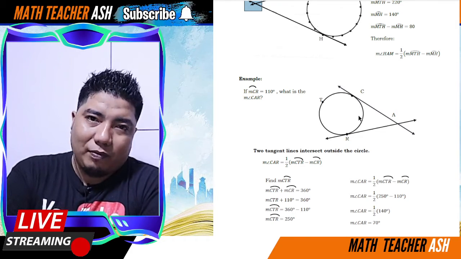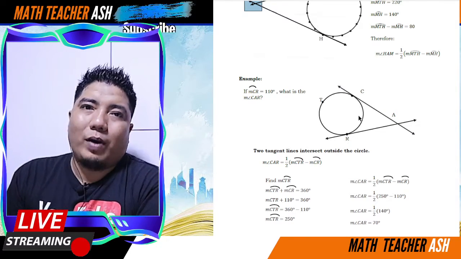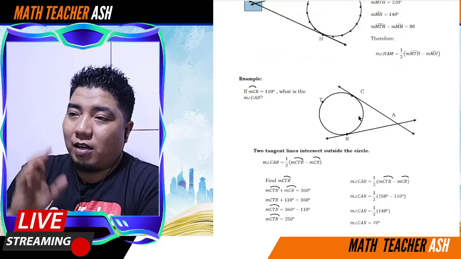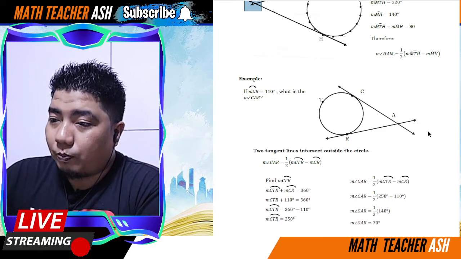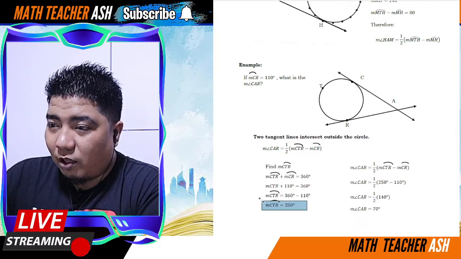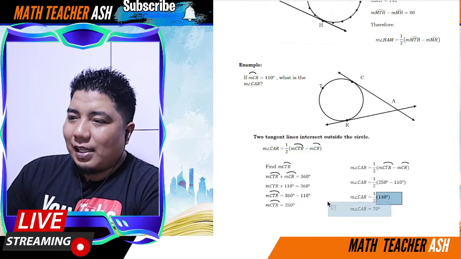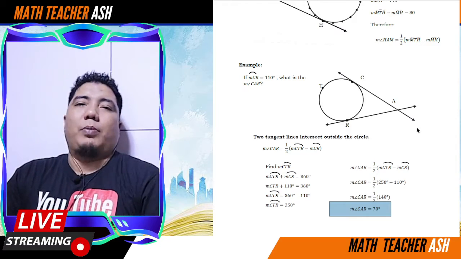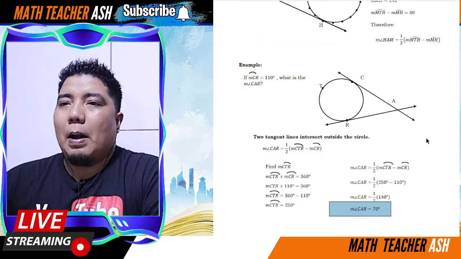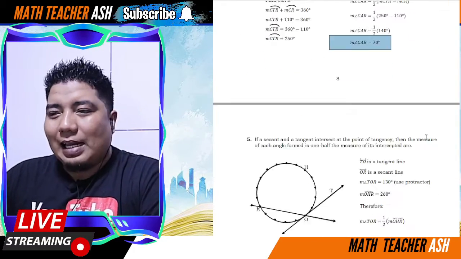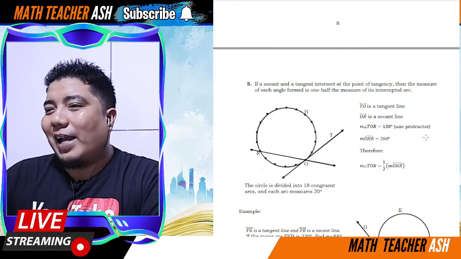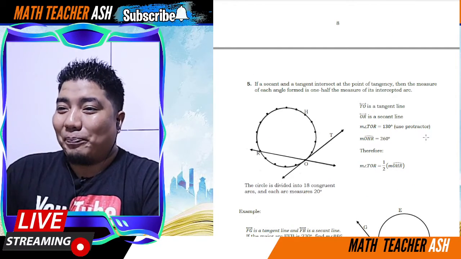So, 250 minus 110, that will give you 140. So, ito, 250 yun, oh. So, that is 140. Half of 140 is 70. So, 70 ang measurement dito, my dear math learners. At napakadali lamang ng topic na ito. Right? Okay. So, ito naman.